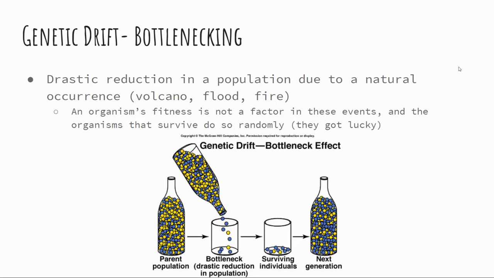Okay. When a forest fire comes through a forest, it doesn't care which bear has the highest fitness level. If that bear doesn't get out of the way, the strong bear will die just as quickly as the weak bear, and so on and so forth, if you get what I'm saying. So the organism's ability to survive long enough to reproduce does not matter in bottlenecking events.